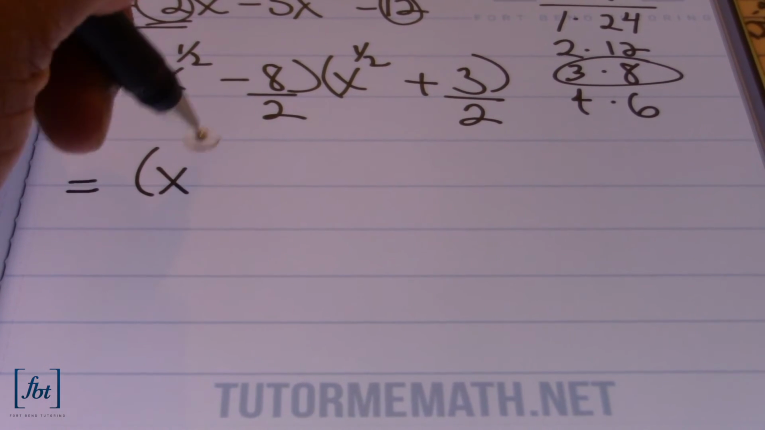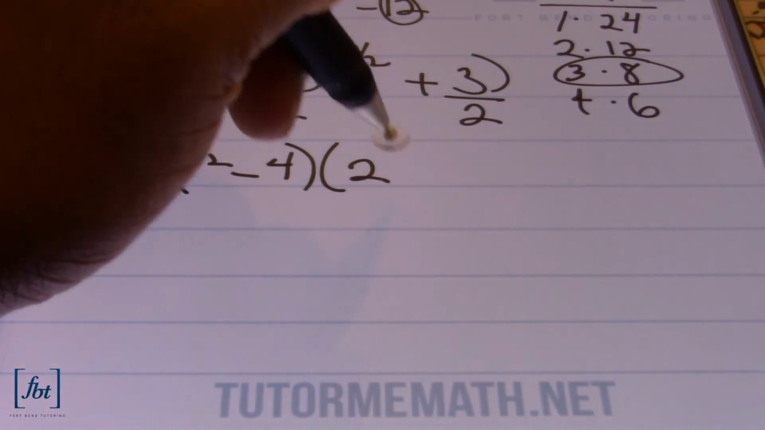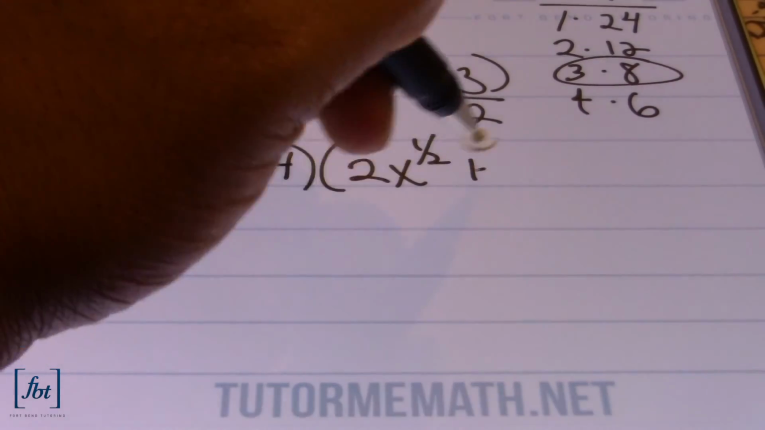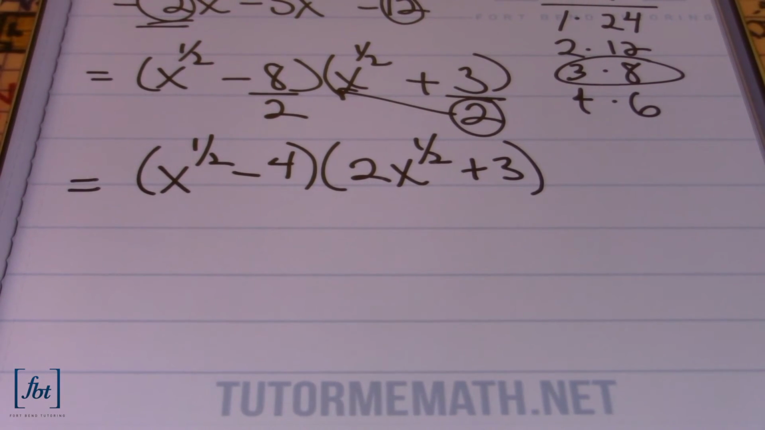Simplifying, we have x to the 1/2 minus 4 times 2x to the 1/2 plus 3. See, any remaining denominators will go in front of the variable. It'll become the variable's coefficient. And this is the problem factored. However, you may be saying to yourself, well, Mr. Witt, I thought this was factoring with radicals.